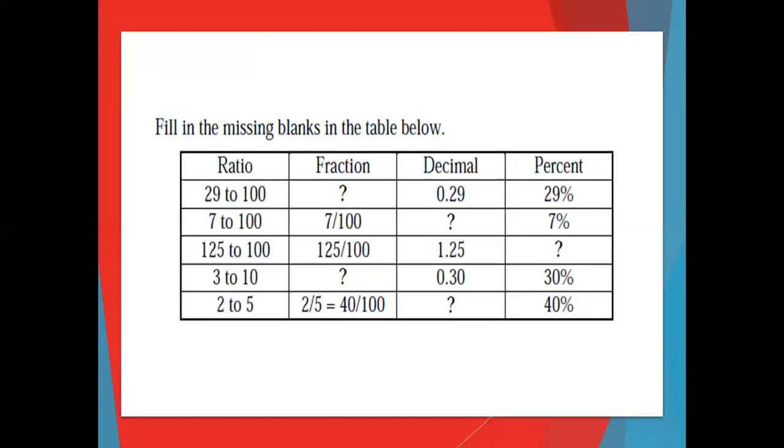7 to 100. Fraction 7 over 100. The decimal would be 0.07, not 0.7, percent is 7%. 125 to 100 is 125 over 100, which is 1.25, and the percent is 125%. The last two, we'll leave them to you to do.